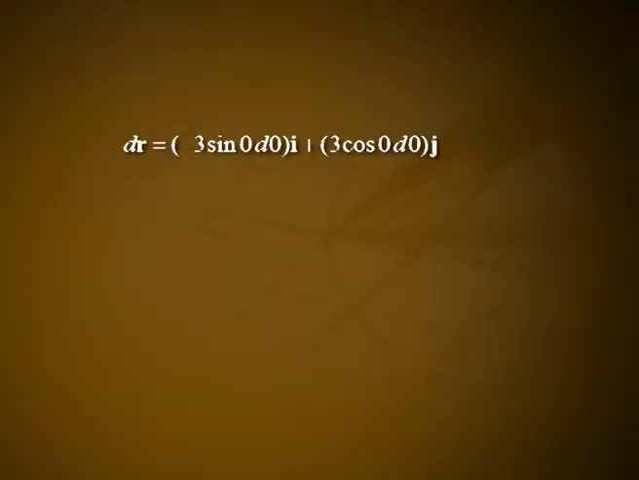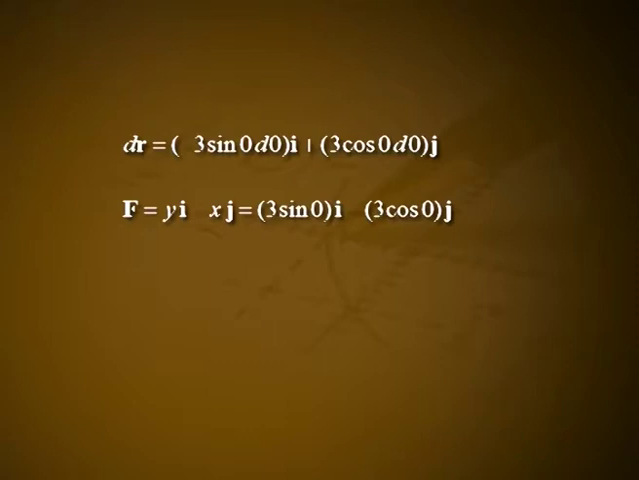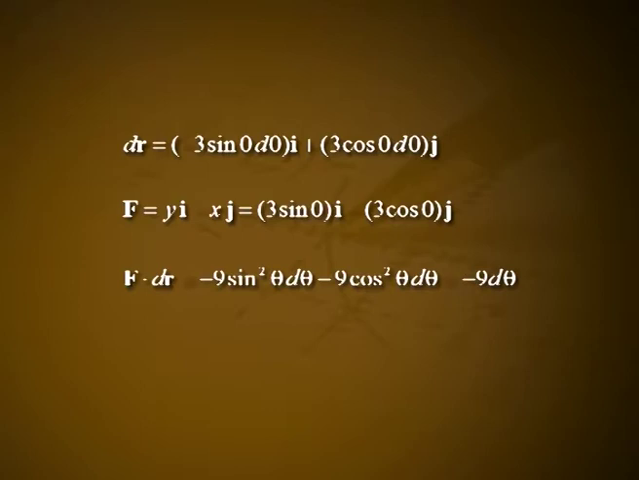dr is equal to minus 3 sin theta d theta i plus 3 cos theta d theta j. F is equal to y i minus x j, which is equal to 3 sin theta i minus 3 cos theta j. F dot dr is equal to minus 9 sin square theta d theta minus 9 cos square theta d theta, which is equal to minus 9 d theta. Circulation over C of F dot dr is equal to integral from 0 to 2 pi of minus 9 d theta, which is equal to minus 18 pi.